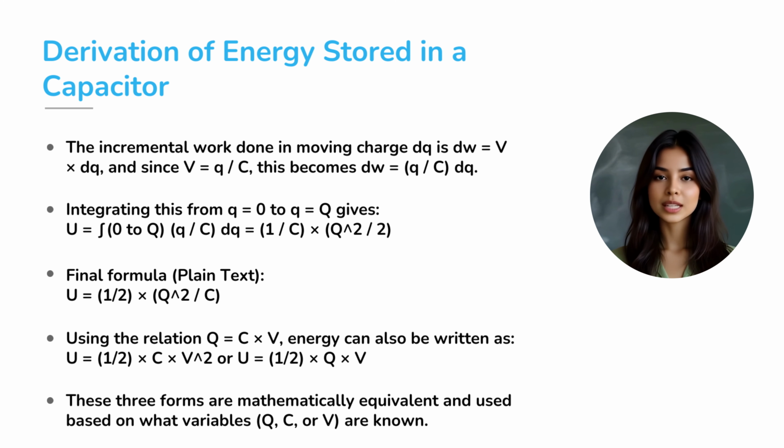If we use the relation Q equals C multiplied by V, we get two more alternate forms: U equals 1/2 multiplied by C multiplied by V squared, and U equals 1/2 multiplied by Q multiplied by V. Each of these forms is useful depending on whether charge, voltage, or capacitance is known.